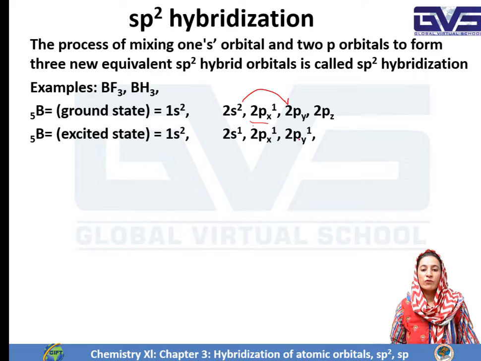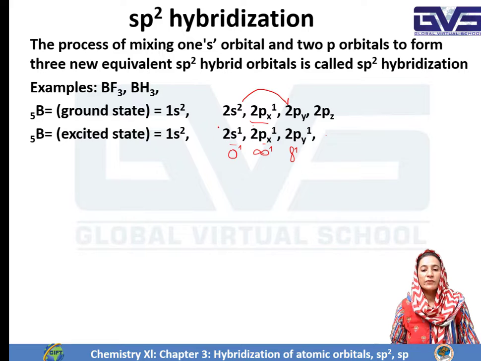In this way, it forms 3 partially filled atomic orbitals, s of spherical shape, px of dumbbell shape, and py also of dumbbell shape, and all have 1 electron in them. Because pz does not participate, it is empty, so there is no need to write it again.